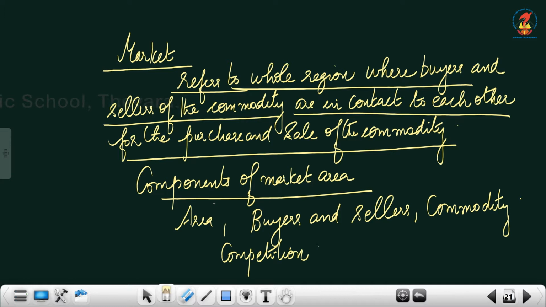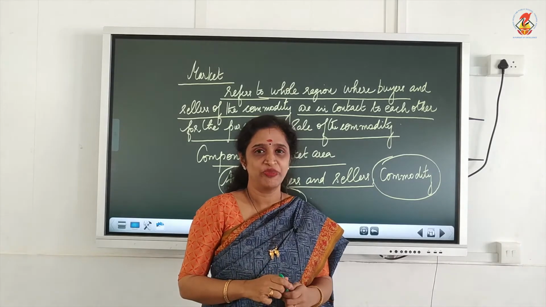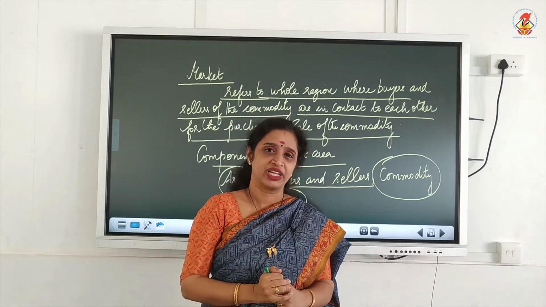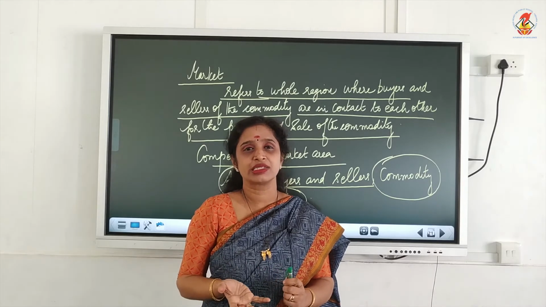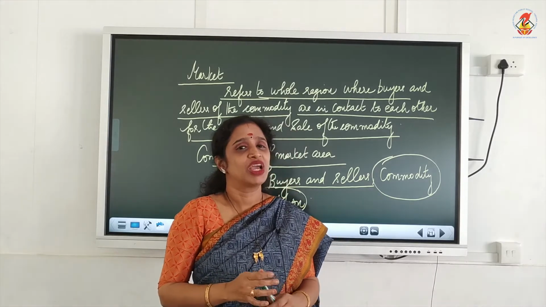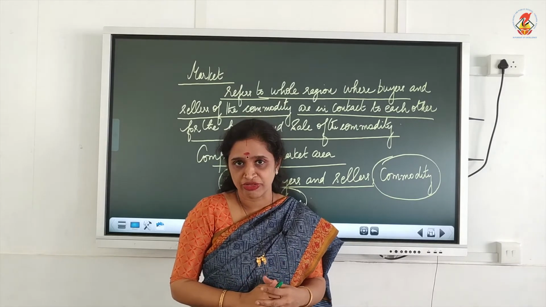Now, what are the components of a market? First one is area. There should be a place for the market, isn't it? There will be buyers and sellers in the market. Now, what is being bought and sold? Commodity, goods, and in that process there exists a competition. One seller will be competing with the other, isn't it? So, there is a competition in the market. So, these are the basic features of a market: area, commodity, buyers and sellers, and competition. So, we have defined market and we have learned about the essential components and features of a market.